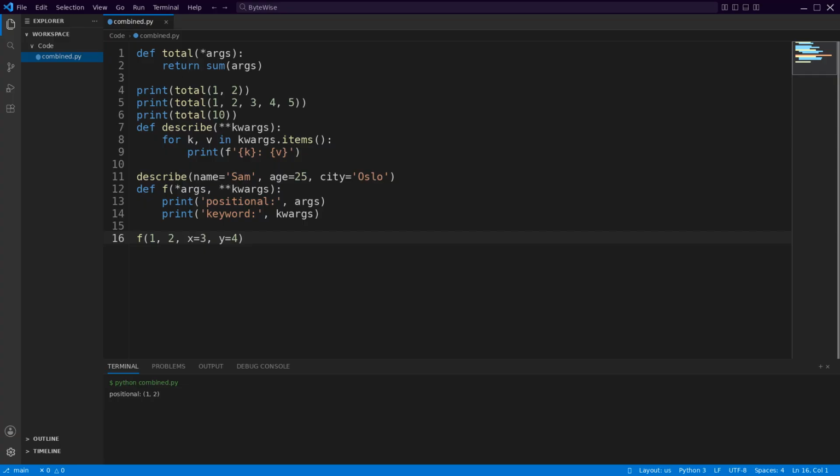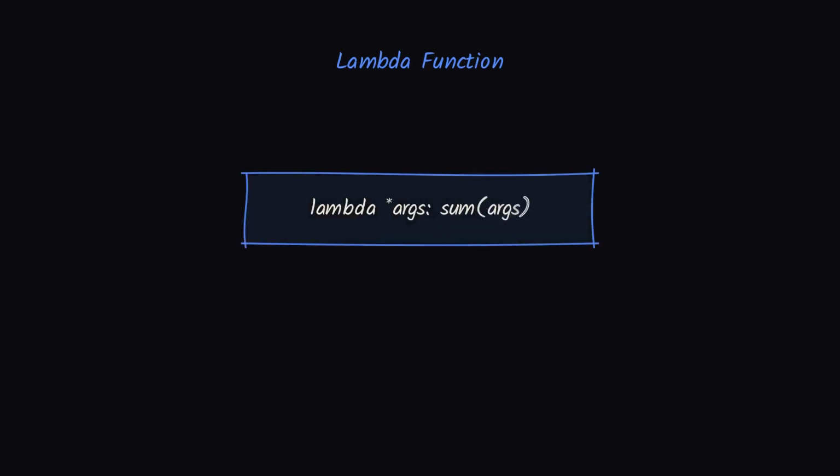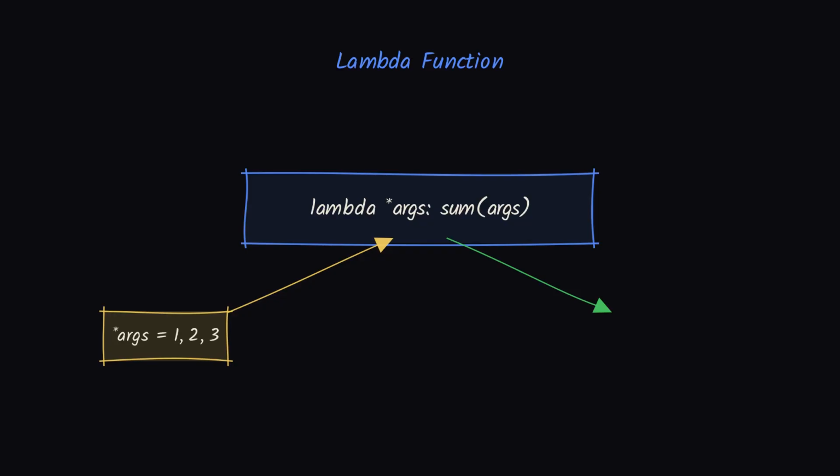Positional arguments collected into a tuple. Keyword arguments collected into a dictionary. Both available inside the function body at the same time. Star args captures all positional arguments as a tuple. The body can use that tuple like any other sequence. Calling with 3 arguments, 1, 2, 3, packs them into the tuple. The function computes the sum of all of them.